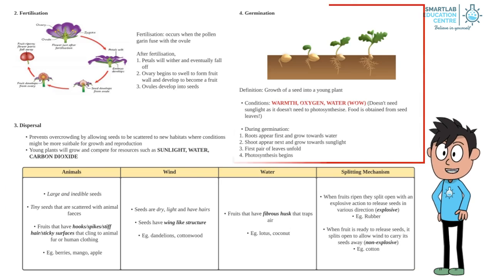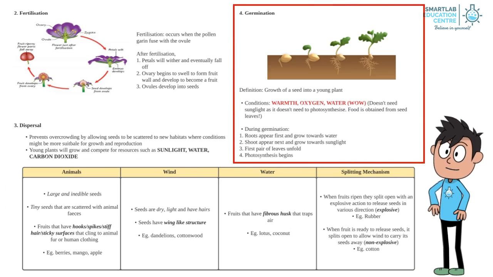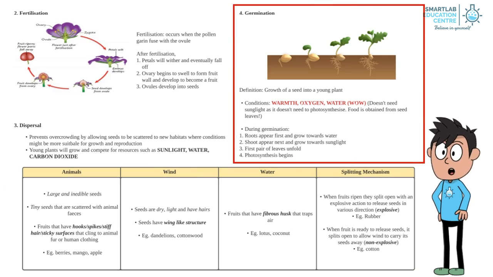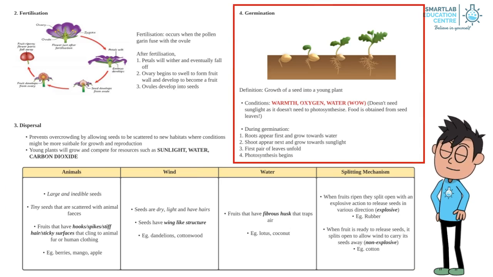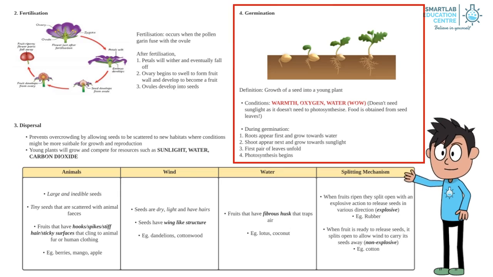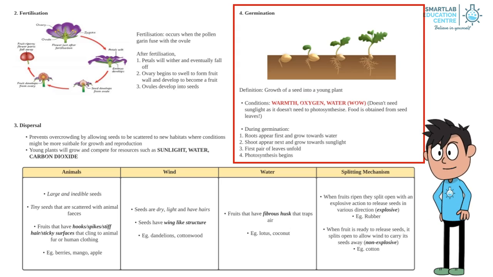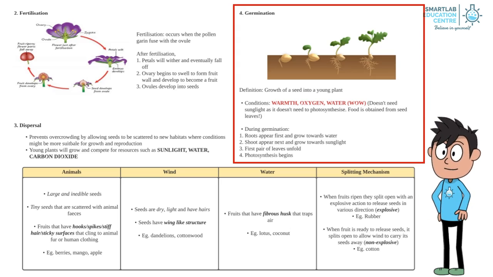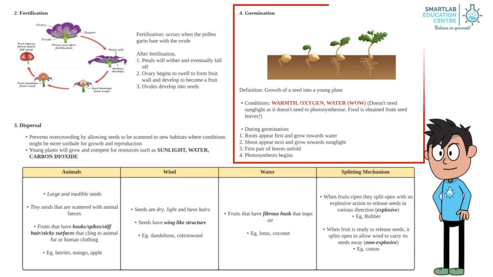Now, let's look at the last stage, germination. Germination refers to the growth of a seed into a young plant. Germination occurs only when there is water, oxygen, and warmth. During germination, the roots appear first and grow towards water. The shoot appears next and grows towards sunlight. Afterwards, the first pair of leaves unfold. Lastly, photosynthesis begins.